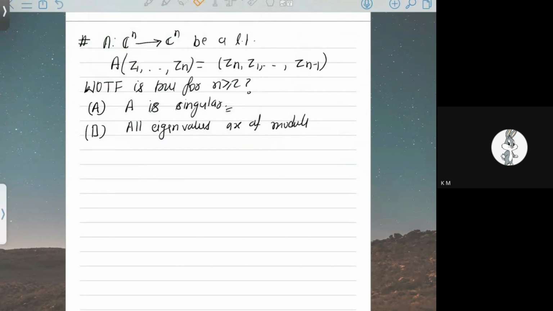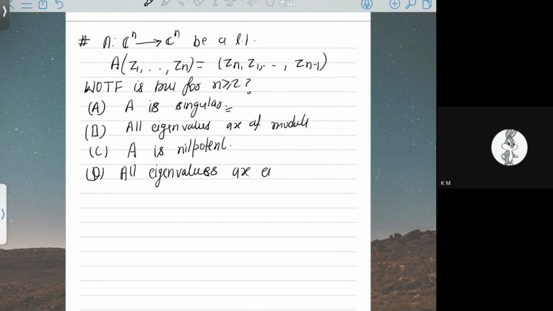Ma'am, I got the options. One option was A is singular, another A is nilpotent, and every eigenvalue of A is either 0 or 1. All eigenvalues are either 0 or 1. Okay. Is it right? That is okay.